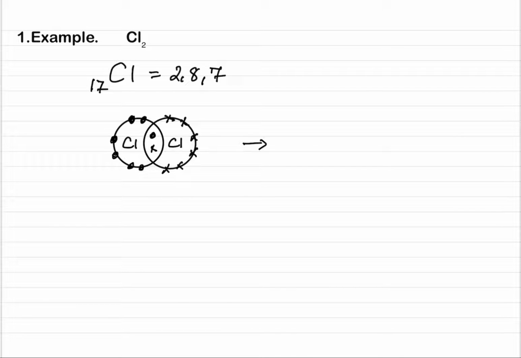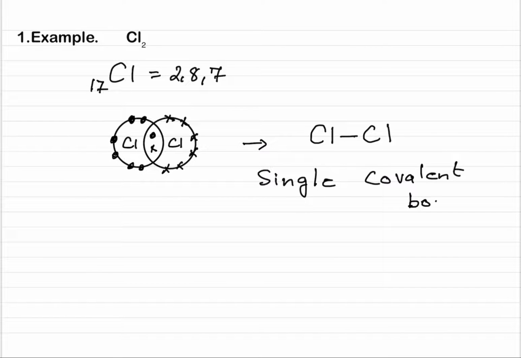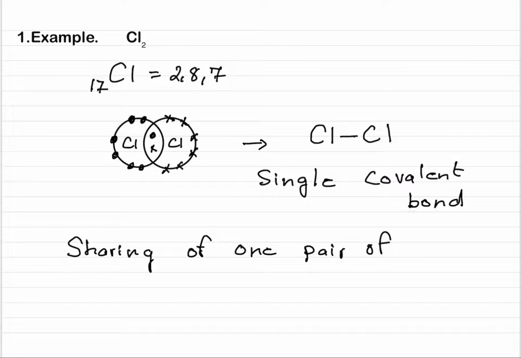We can also draw it finally by showing a single stroke, telling us that it is a single covalent bond. So we can write down single covalent bond. And how did it form? It formed by sharing of one pair of electrons. So this is the first example. Let's move on to the next example.